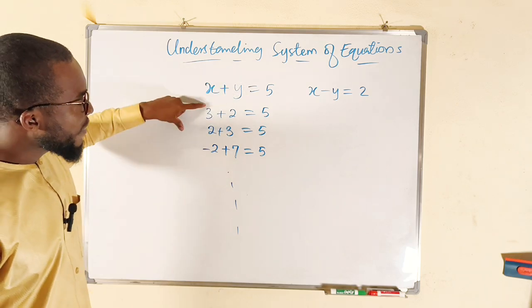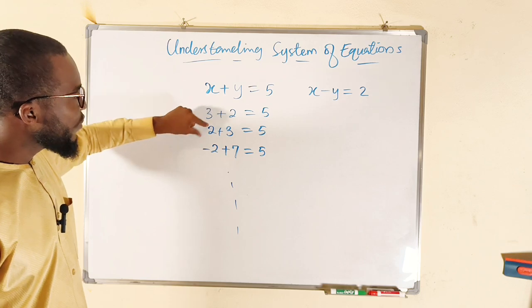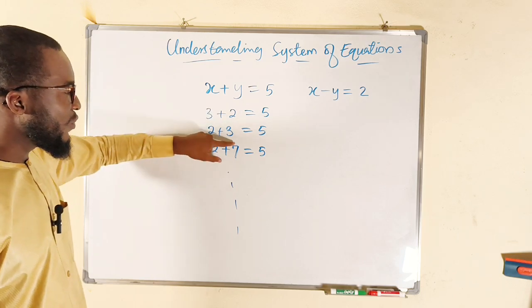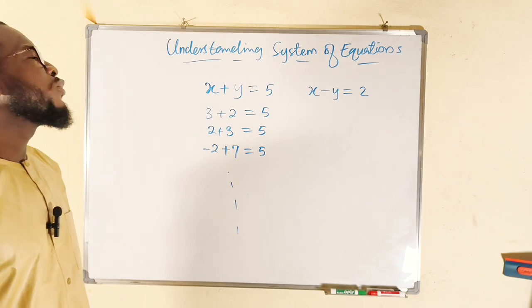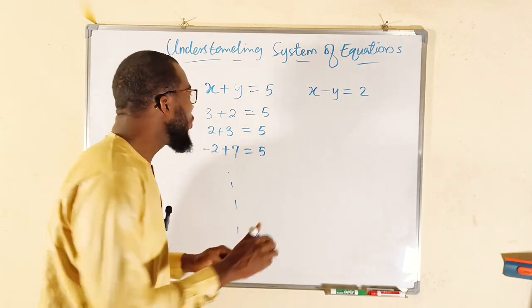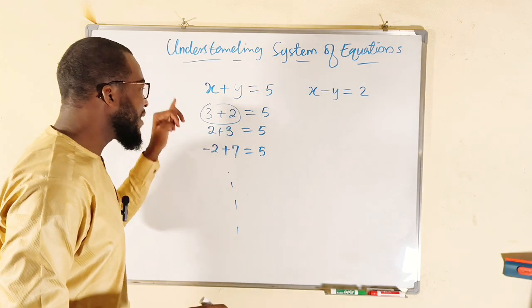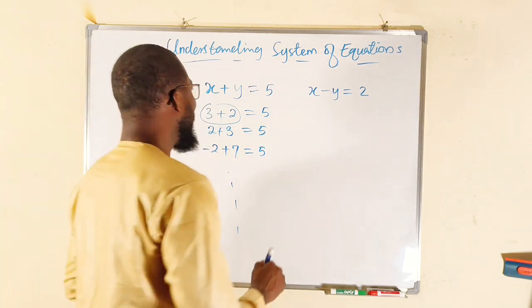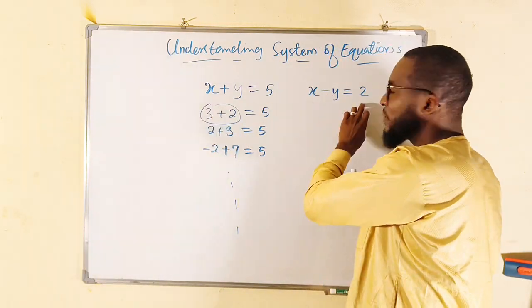So in this case, x is 3, y is 2. x is 2, y is 3. x is negative 2, y is 7. That will give us 5. But to solve a system of equations, we only need a single pair that will work here and here at the same time. So do you think if I use 3 and 2, will it satisfy this equation?